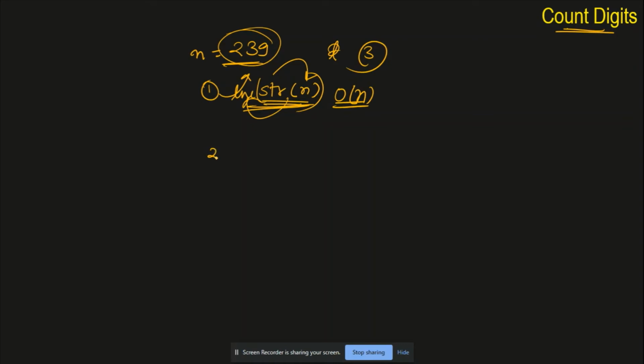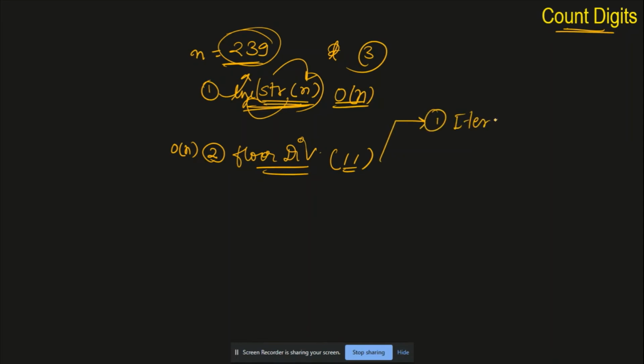The second method I'm going to talk about is also big O of n, where we are going to use the concept of floor division. We have studied operators, right? So this is floor division. Now we're going to see two methods. The first is iterative and the second is recursive. I haven't talked about recursion much, but iterative, yes, we have discussed. So let us go through how you can do that.